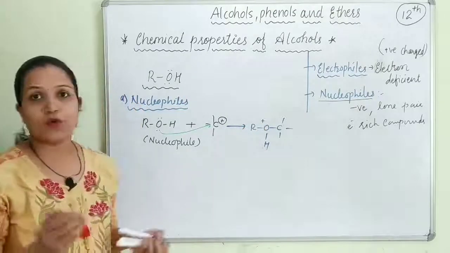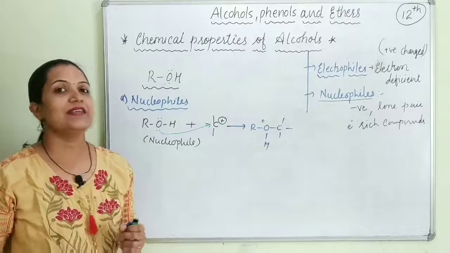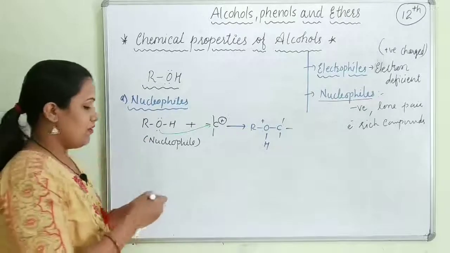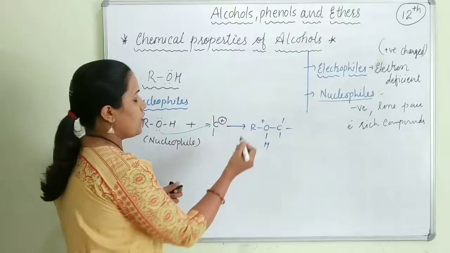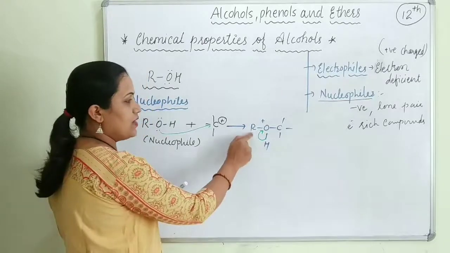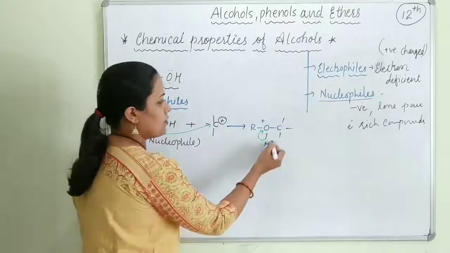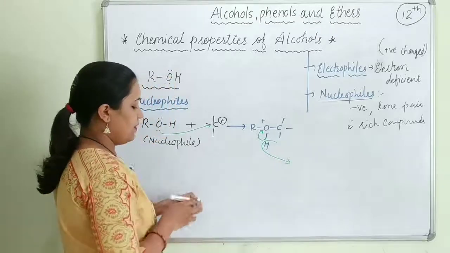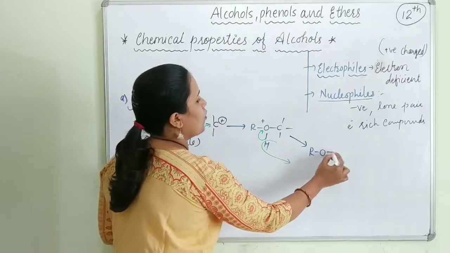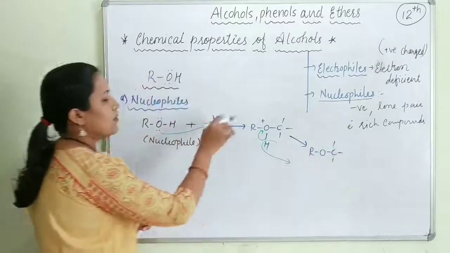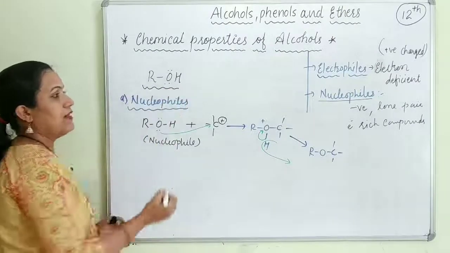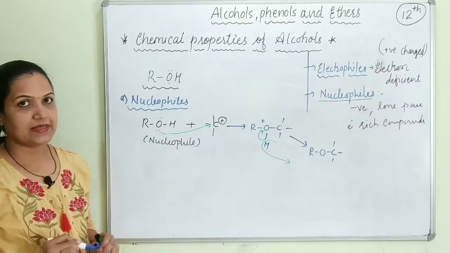So what is the tendency of O? Already we studied, that tendency is first to give an electron to someone and then ask for it back. So here the oxygen is actually taking this electron pair, and as soon as the oxygen takes this electron pair, this hydrogen will get separated, and we get the answer, the particular compound ROC. So in this way alcohol can act as a nucleophile.